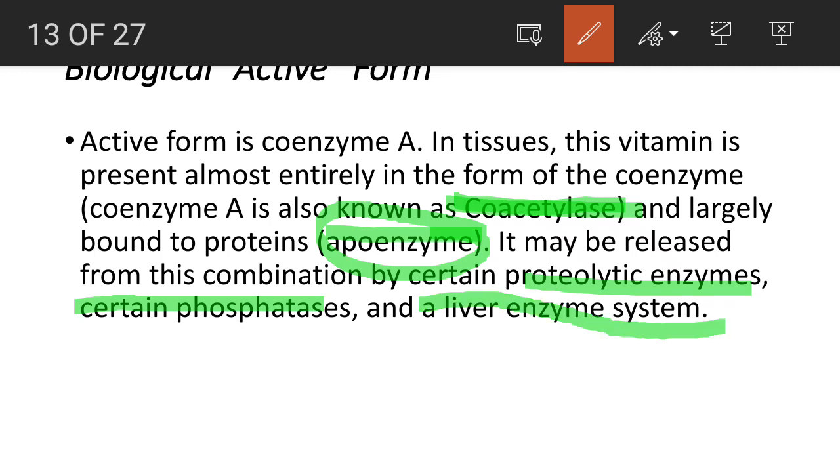Since they are associated with two or more substances, it can be released from the combination by using some enzymes or some liver enzymes, etc.